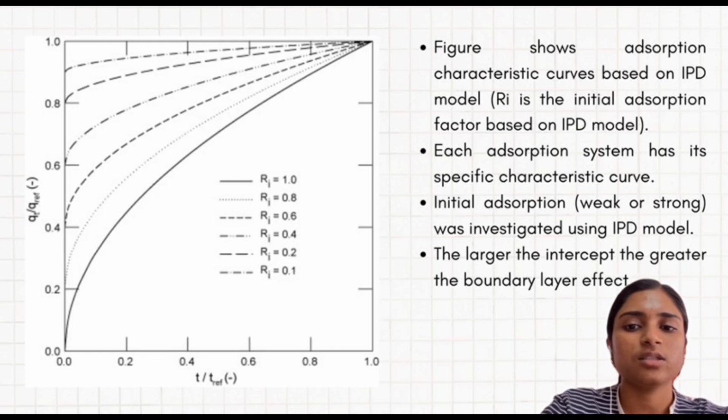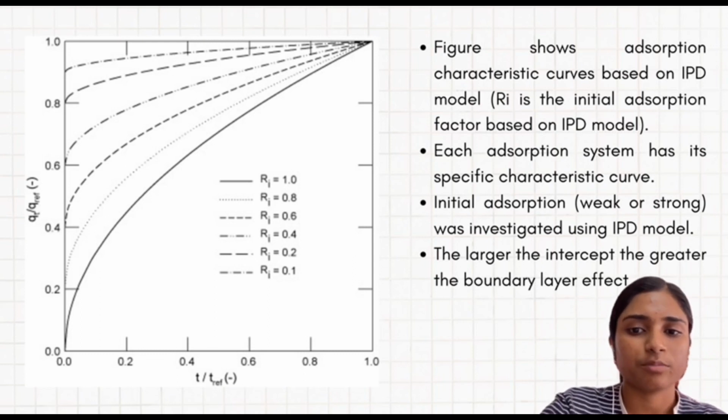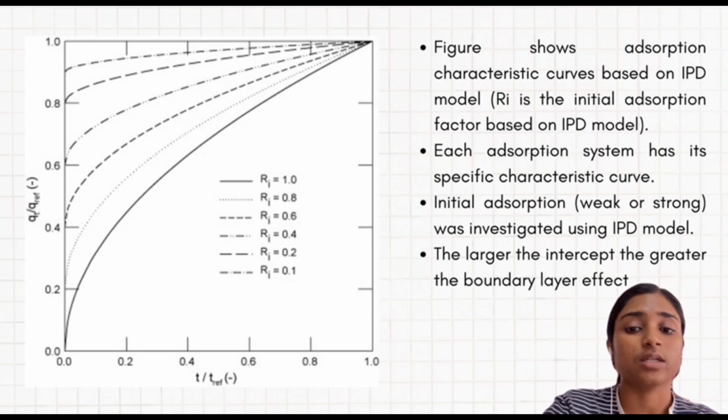And next, each adsorption system has its own specific characteristic curve. The initial adsorption, weak or strong, can also be investigated using this intraparticle diffusion model. And lastly, the larger the intercept, the greater the boundary layer effect.